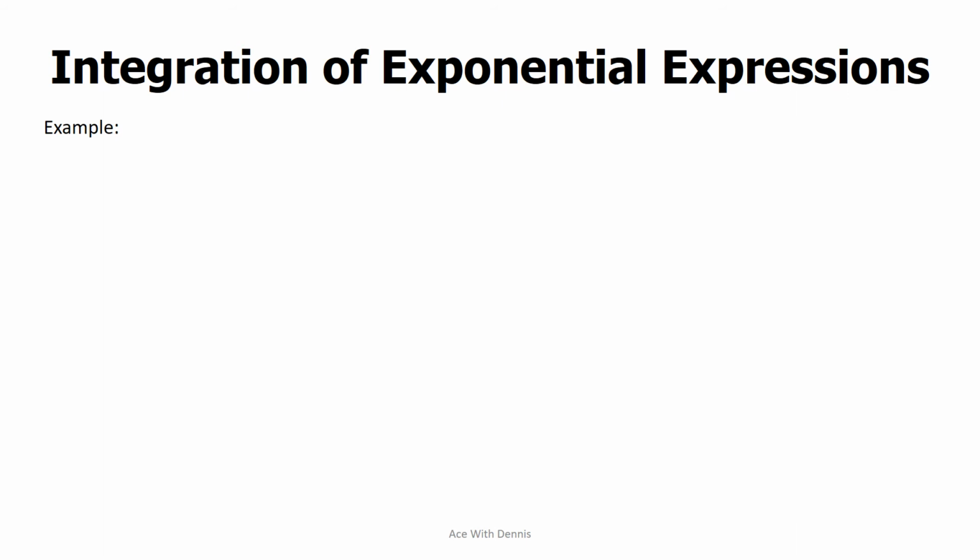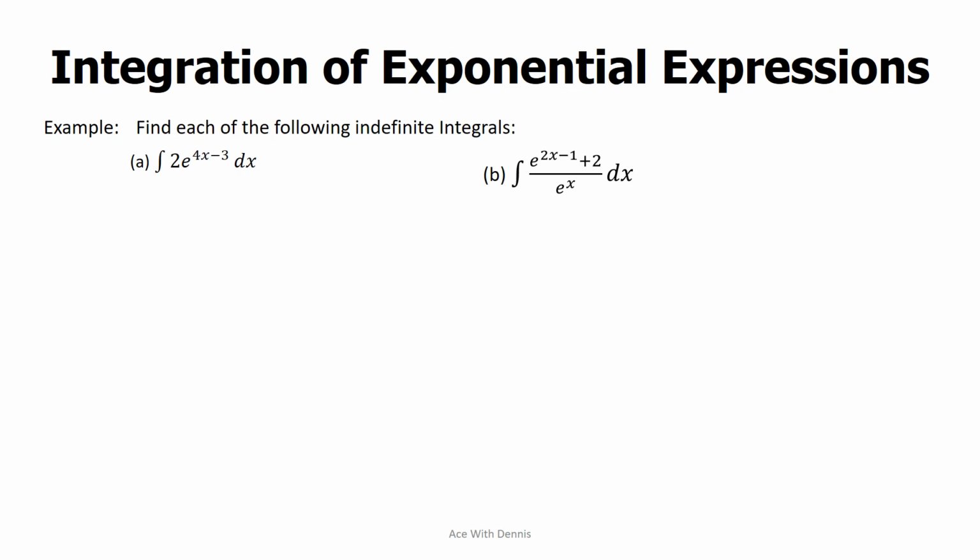Now, let's look at this example. Find each of the following indefinite integrals. A. Integration of 2e to the power of 4x minus 3 dx. B. Integration of e to the power of 2x minus 1 plus 2 over e to the power of x dx.